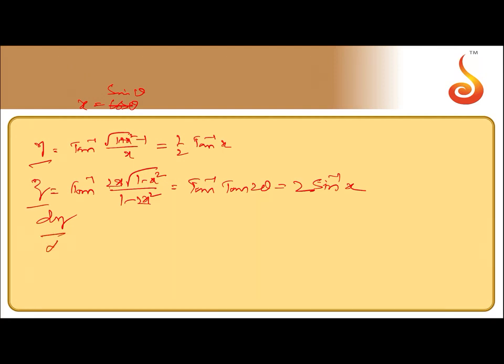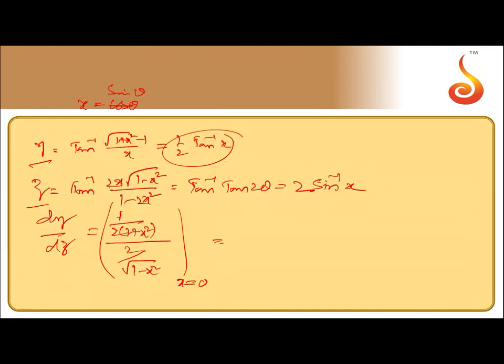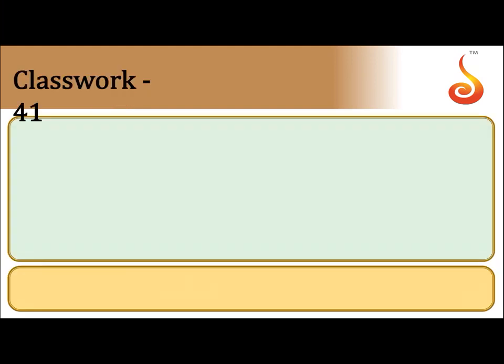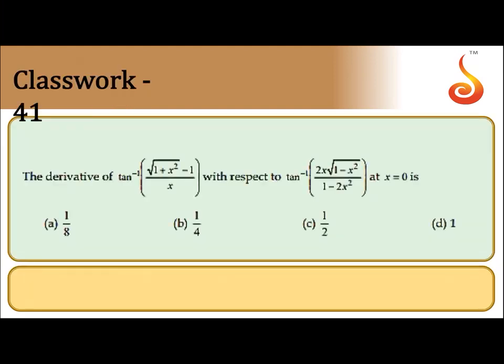So the derivative of y with respect to z is equal to the derivative of this one. I hope we'll be getting 1 by 2 times of 1 plus x square divided by 2 divided by root of 1 minus x square, and you would like to calculate the value at x equals 0. X equals 0 means 1 by 2 divided by 2, and that is equal to 1 by 4, which is the answer. So 1 by 4, B option.